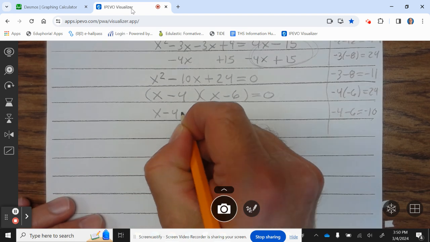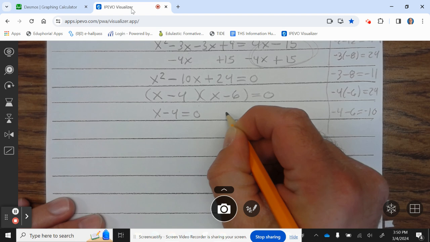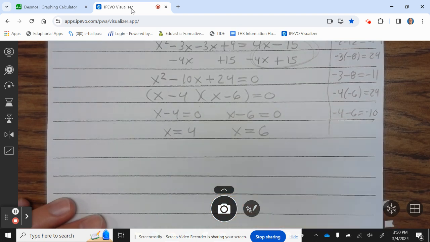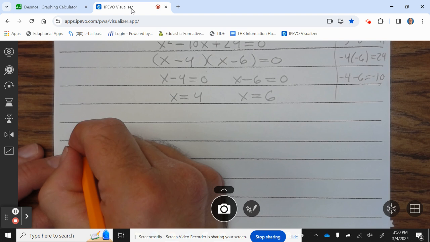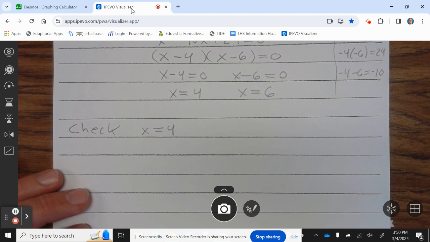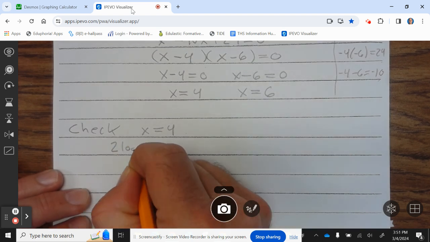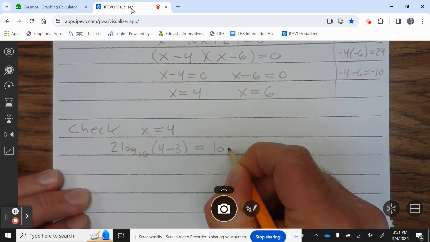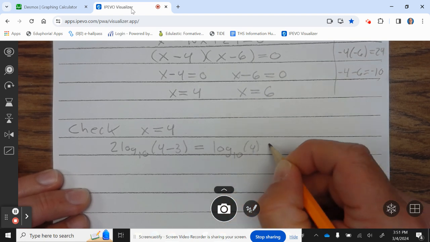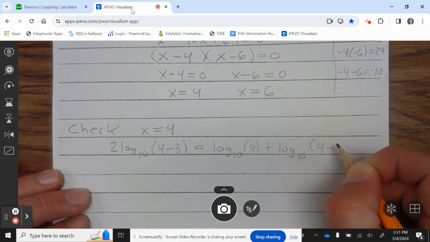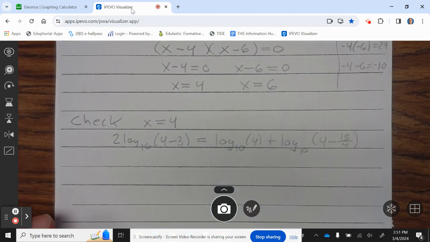So x minus 4 equals 0, x minus 6 equals 0. So x equals 4 and x equals 6. Let's check. So we're going to check x equals 4 first. 2 log base 10 of (4 minus 3) equals log base 10 of 4 plus log base 10 of (4 minus 15) divided by 4. Let's check the left side first.